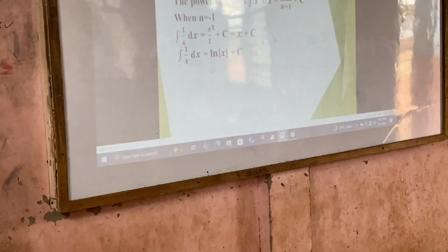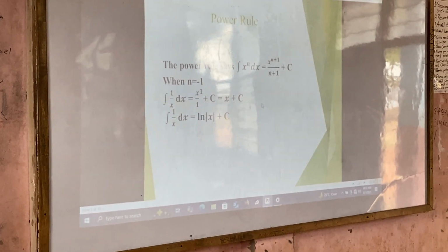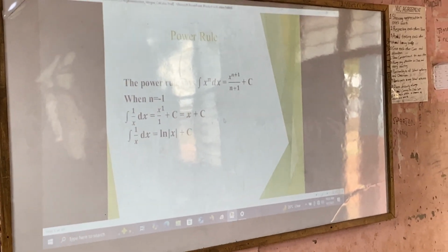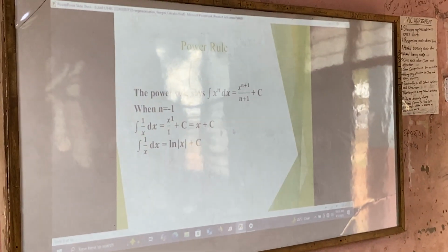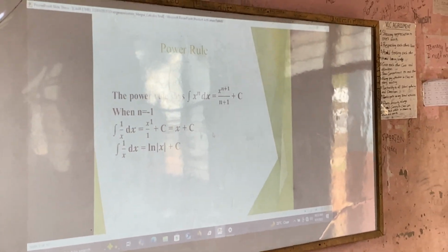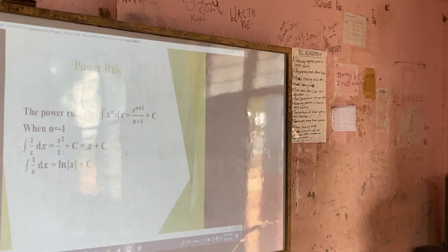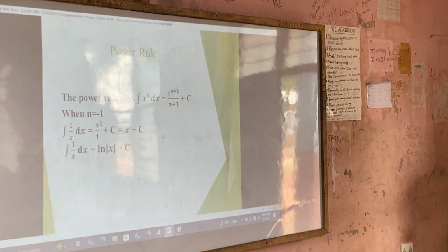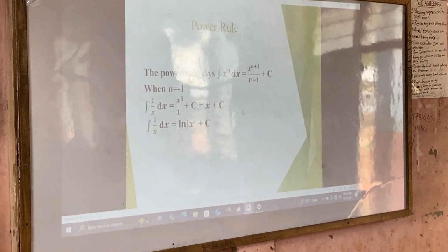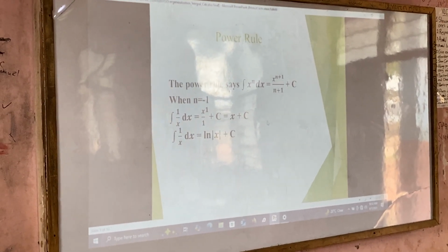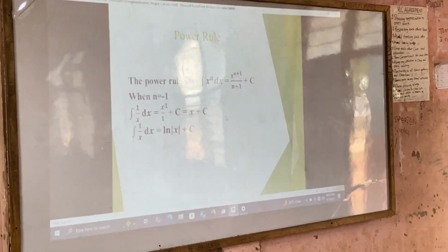When n is equal to -1, what happens? It means we can't use what the power rule says. That's what it means. When n is equal to -1, we can't use the power rule. So that is where we usually overgeneralize. Are we together?